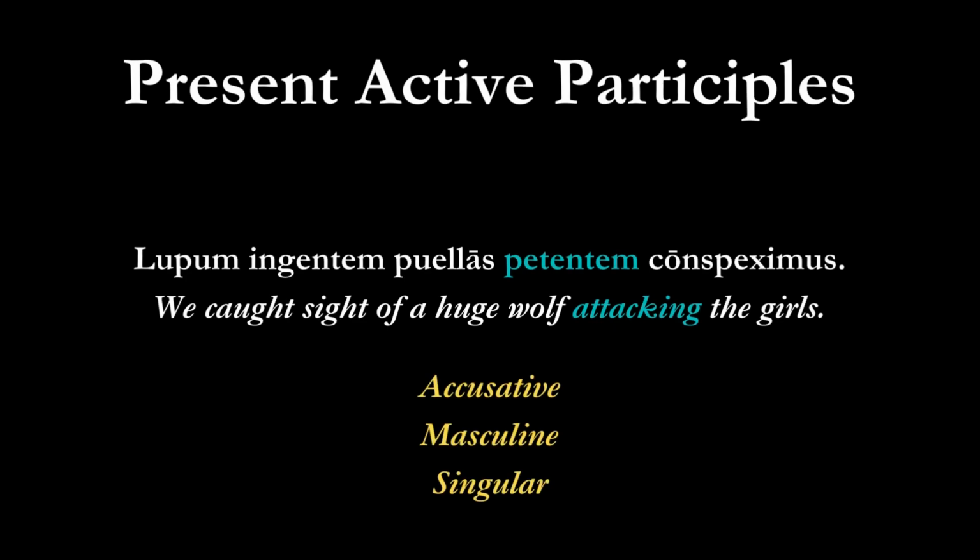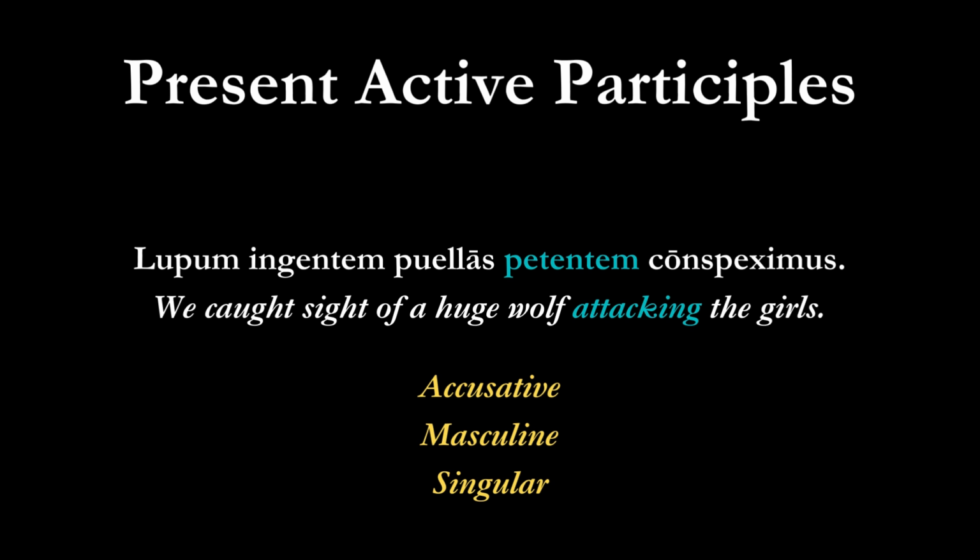Okay. Here's another example. You have lupum ingentem puellas patentem conspeximus. So we caught sight of, conspeximus, we caught sight of a huge wolf, a lupum ingentem. And what's the wolf doing? It's patentem puellas. So patentem is describing the wolf. It's attacking the girls, right? It's not just a huge wolf, it's a huge wolf that's attacking. So again, it's the verb to attack, but in a describing form, an adjective form. That's why it's a participle.